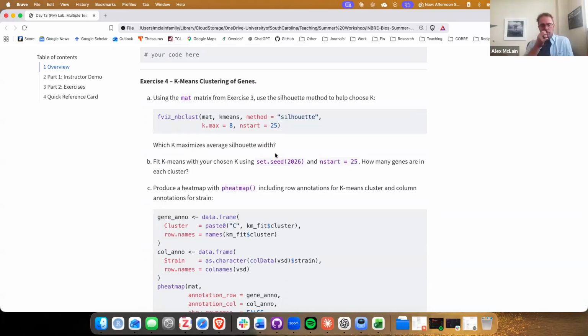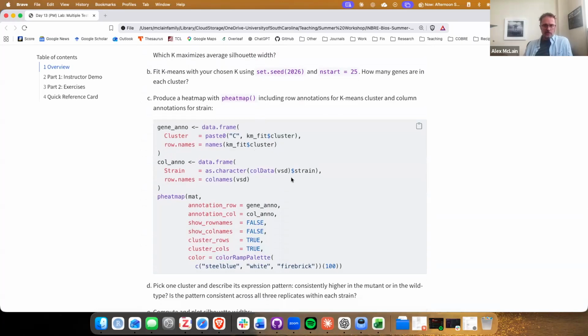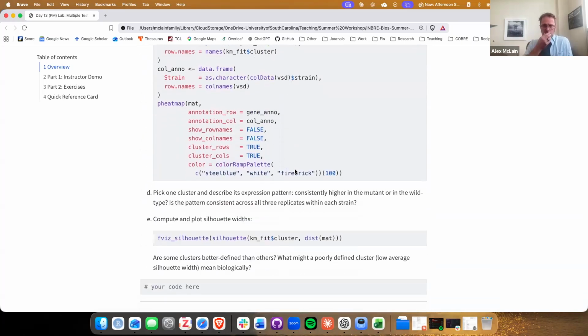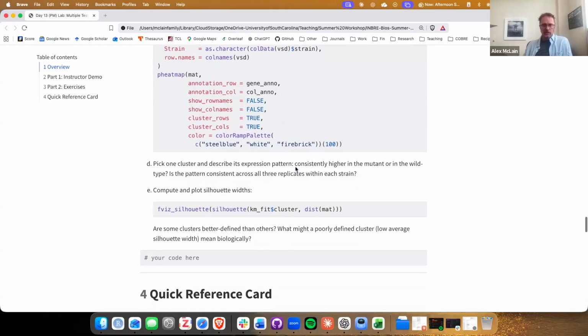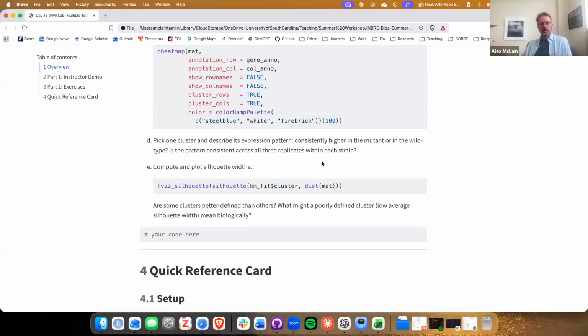Okay, how many clusters should you use? Fit k-means with that number of clusters, and then you're going to make a heat map similar to what we did towards the end, and look at what we can see in terms of the heat map. Do we see any patterns there? Lastly, you'll be computing the silhouette width for however many clusters you chose. Do some of those clusters appear to be better than other clusters? Those types of things.